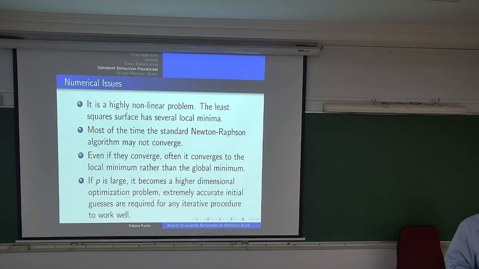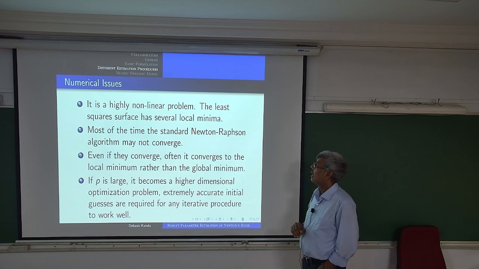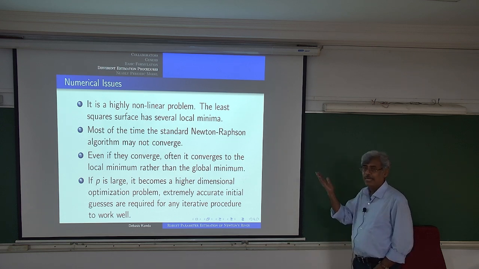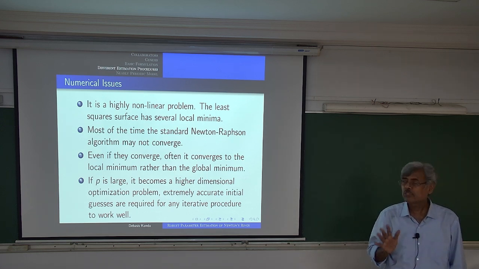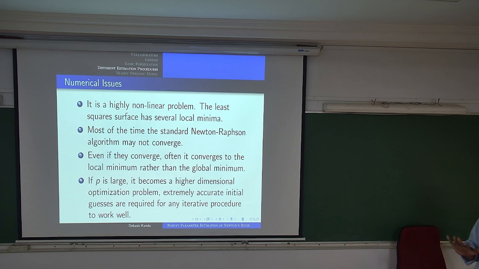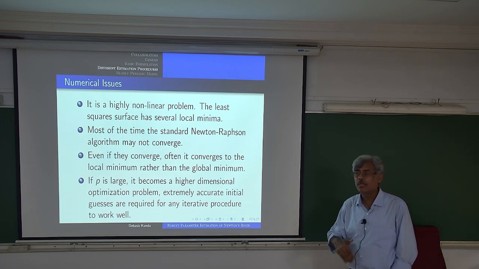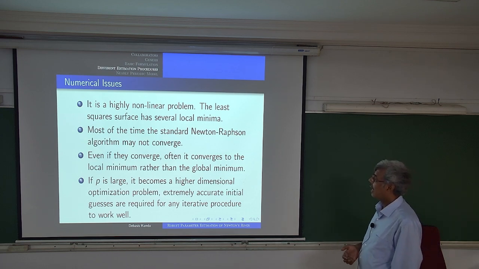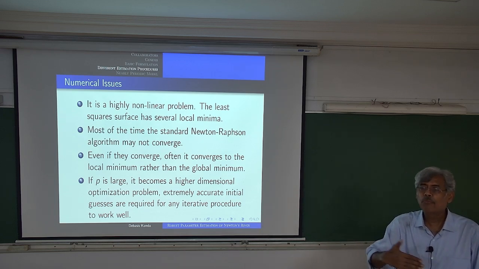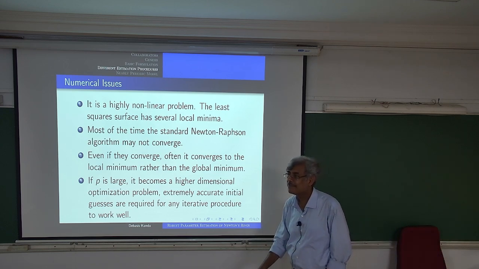There are several problems. It's a highly nonlinear problem. The least square surface has several local minima. Most of the time, I think that is another major issue, the Newton-Raphson algorithm may not converge. I mean the standard algorithm may not converge, and even if it converges, it often converges to a local one compared to the global one. And the problem becomes much more complicated if your number of components P is large. Newton-Raphson always goes depending on the way you are starting.